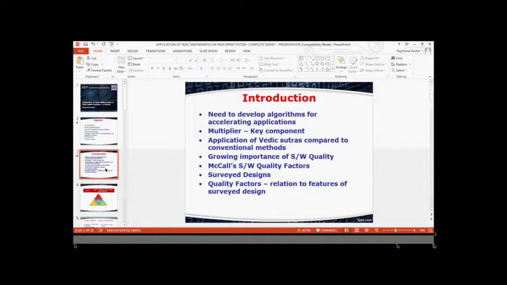I have taken some of them and made a survey of what each of these works has given us. Secondly, I have associated them with the quality factors. There are several quality factor models available. I've chosen McCall's software quality factors, made the association with them, and drawn a few conclusions.